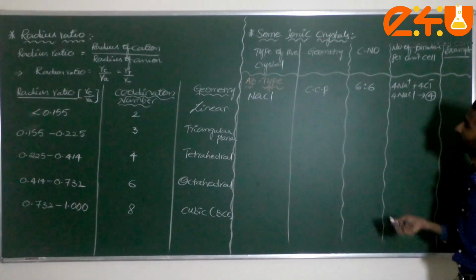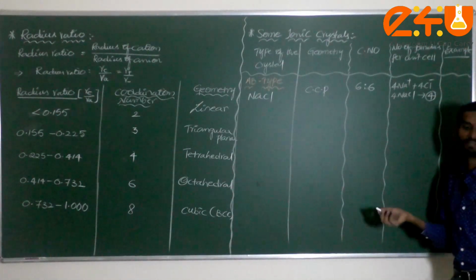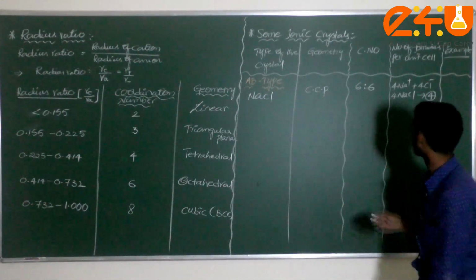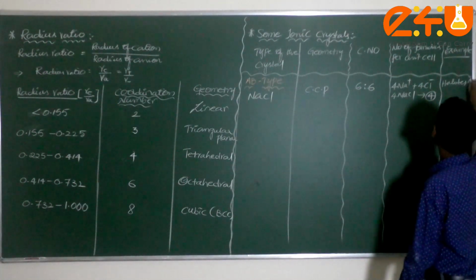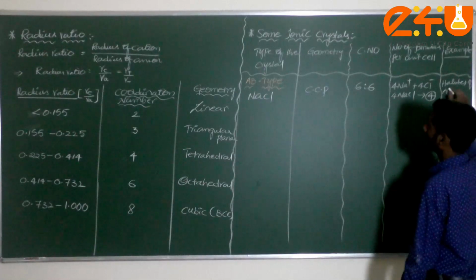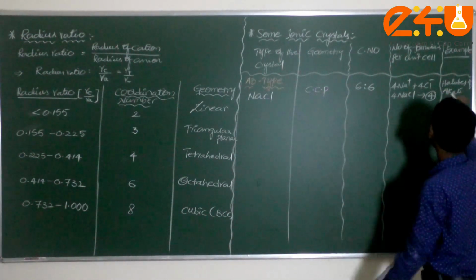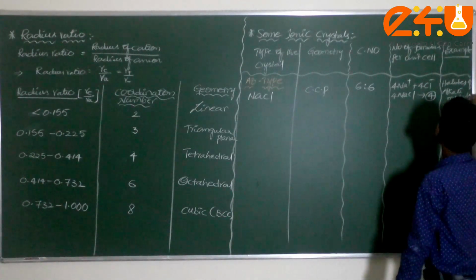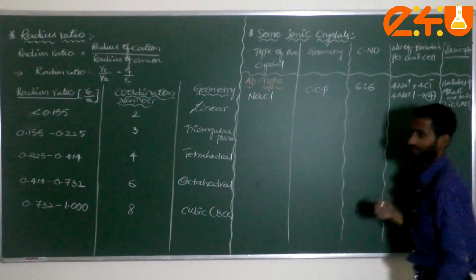What are the different examples which come under AB type? You can consider halides of alkali metals, because sodium comes under the first A group. Alkali metal halides such as LiCl, KCl, and so on.